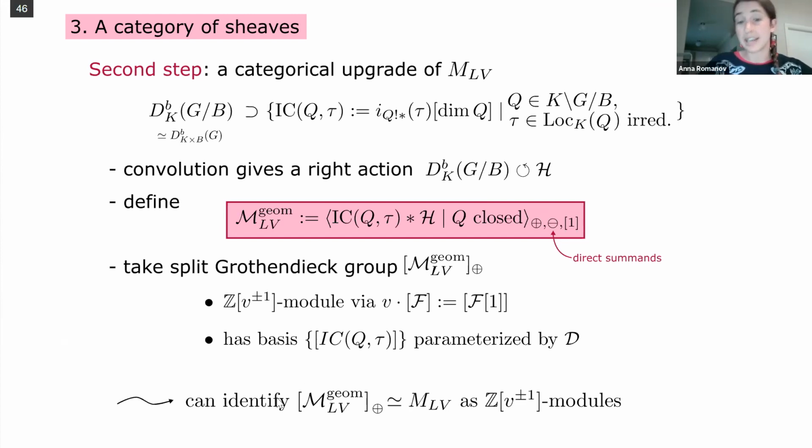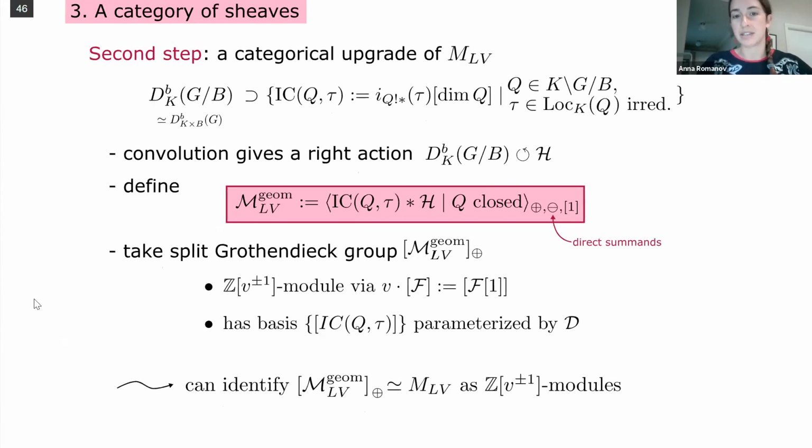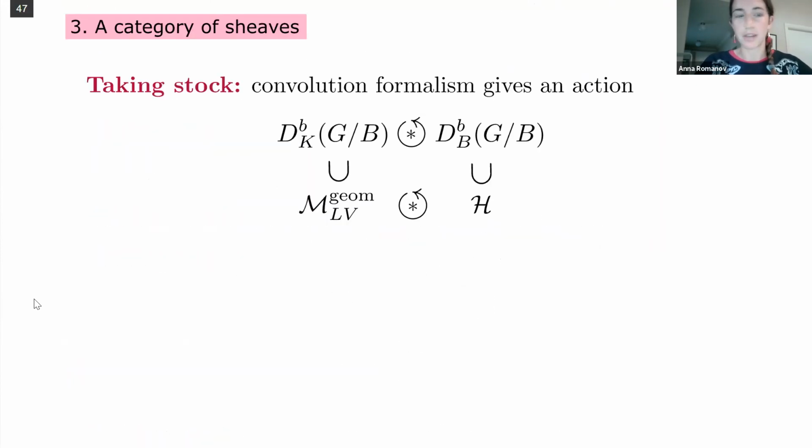And so we can identify it as a Z[v, v^-1]-module with the thing that we defined earlier, just because they have a basis parameterized by the same thing. But the benefit of doing this is that now we have more structure and we can use this to actually define the action of the Hecke algebra. So if we take stock of, yeah.